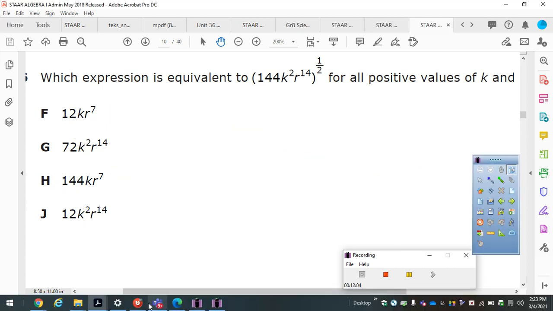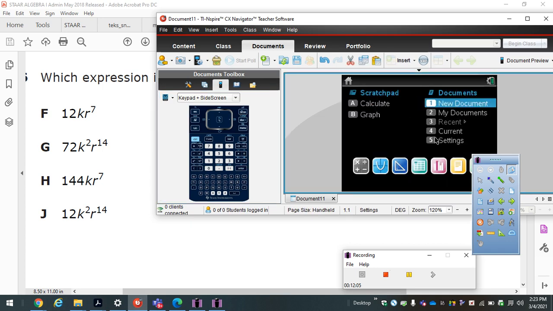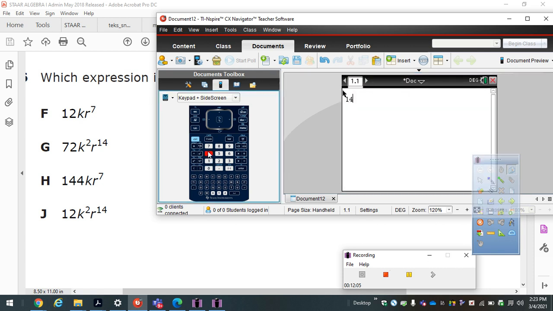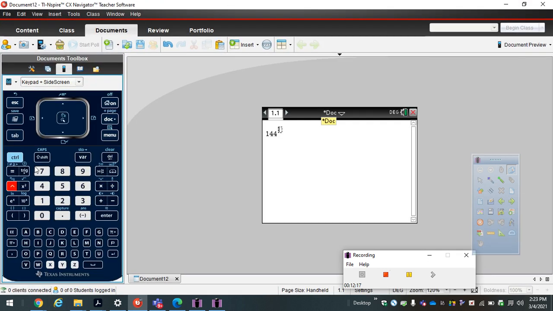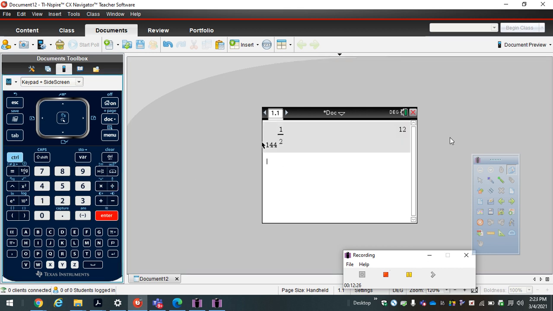I'm going to go down here to the calculator and go to a new document to the calculator part. I'll type in 144, and I'm going to raise that. You see that power? I guess I'm going to do that again. Go 144 and raise it to the fraction of 1/2. And there it is, 12.